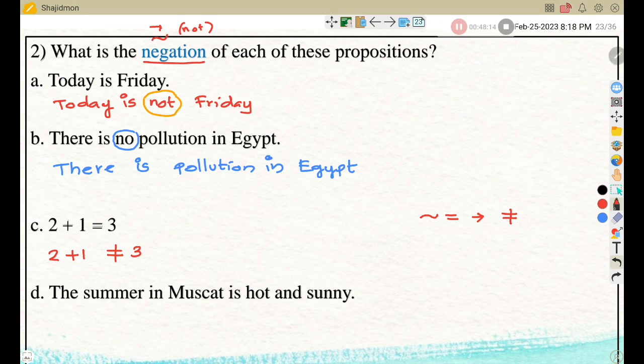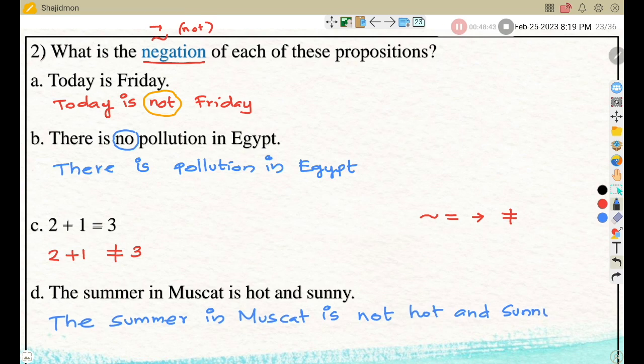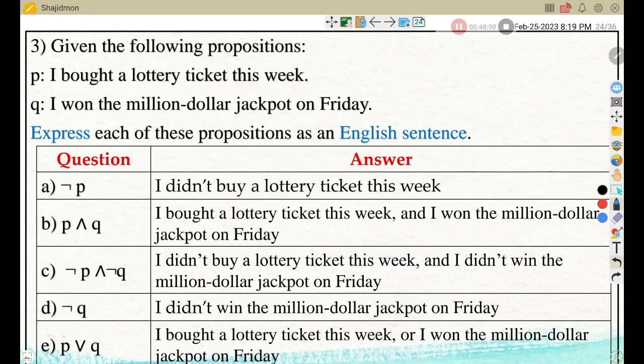Now question number D. The summer in Muscat is hot and sunny. So how to write the negation? The summer in Muscat is, we can add not, correct? Is not hot and sunny. So that is the negation of that statement. Hope you understood these questions. Now question number 3.